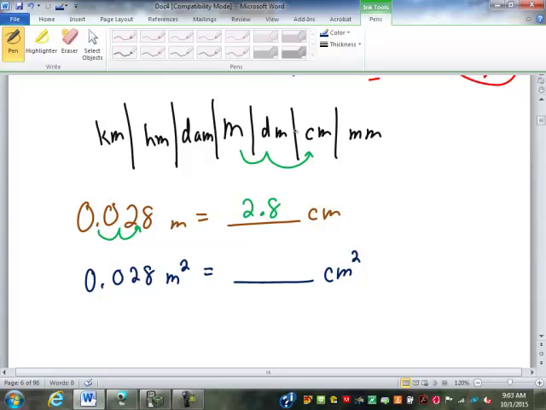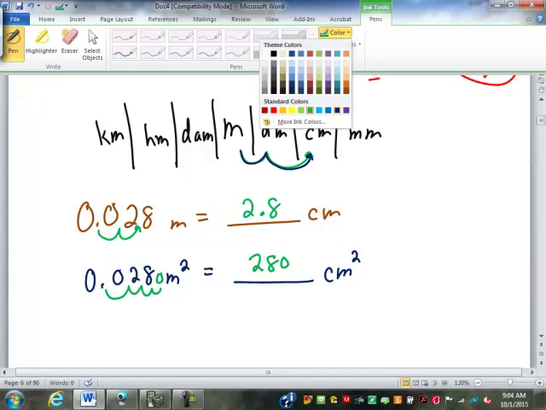Multiplying or dividing by 100 is 2 decimal places. So to get from meters to centimeters is still 2 spots on the chart, but each spot on the chart is 2 decimal places. So the decimal point has to move 4. 1, 2, 3, 4, adding a 0. That's 280 square centimeters.